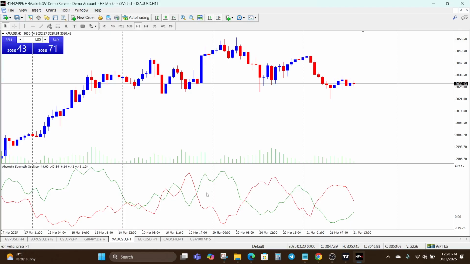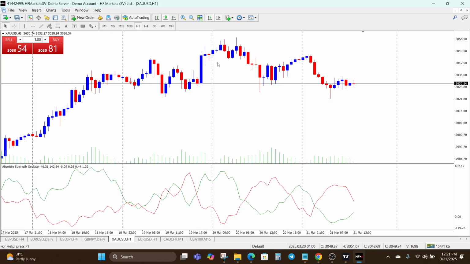Now, the Absolute Strength Oscillator is a technical indicator designed to help traders determine bullish and bearish market momentum. It stands out because it combines both trend following and oscillating characteristics, giving traders a complete picture of market strength. Unlike standard oscillators, which often work well only in certain market conditions, the ASO, short for Absolute Strength Oscillator, adapts to both trending and ranging markets, making it a versatile tool for traders at any skill level.